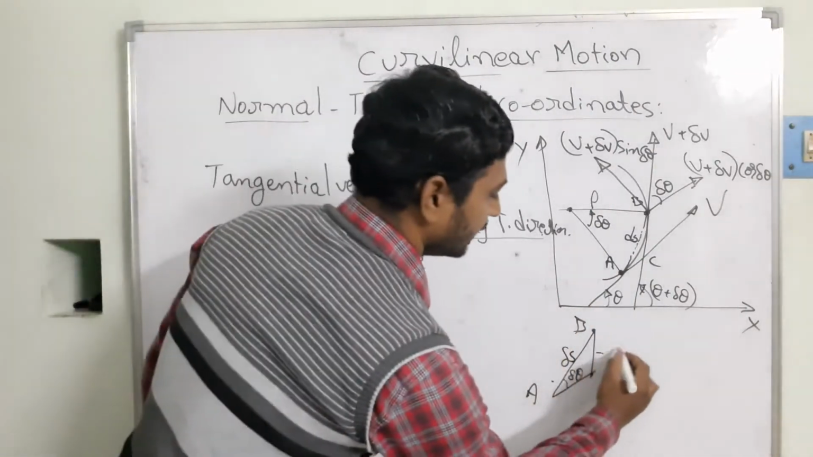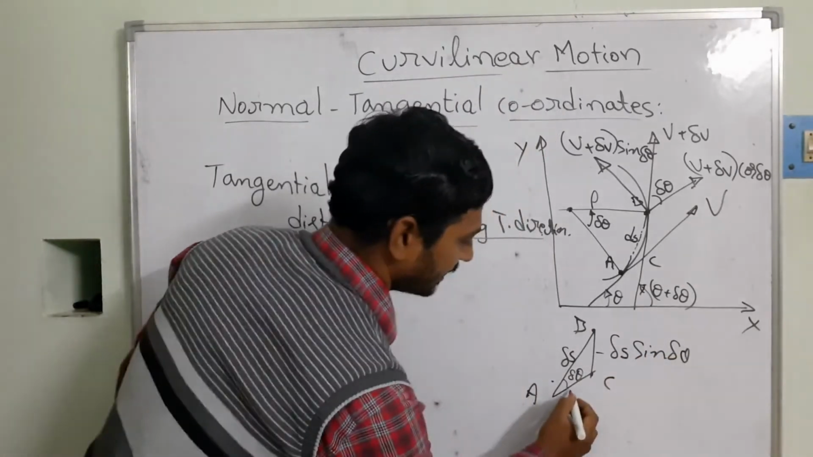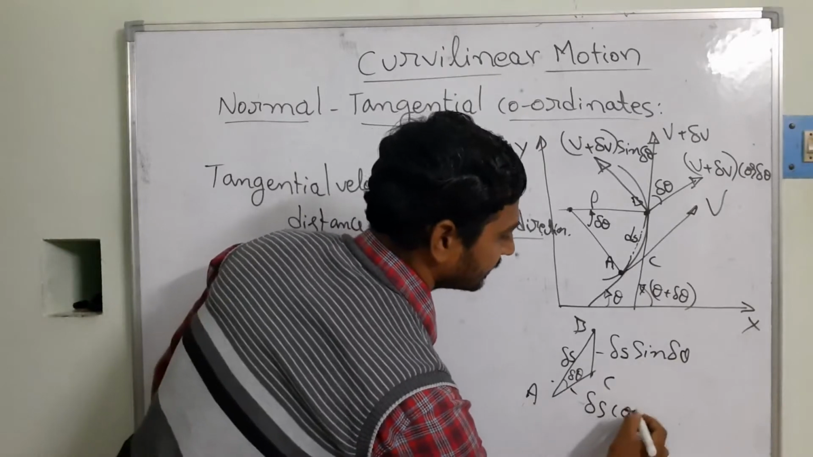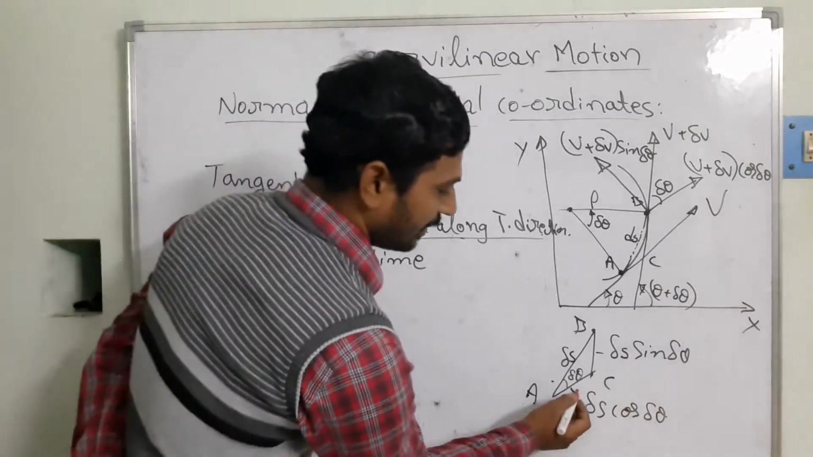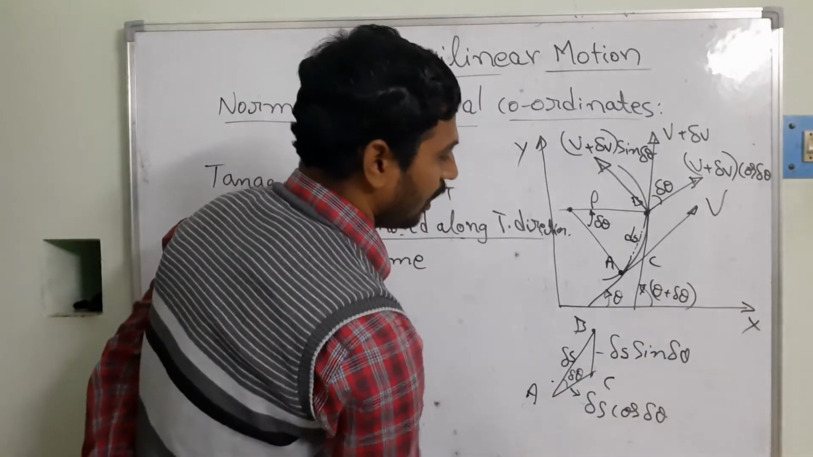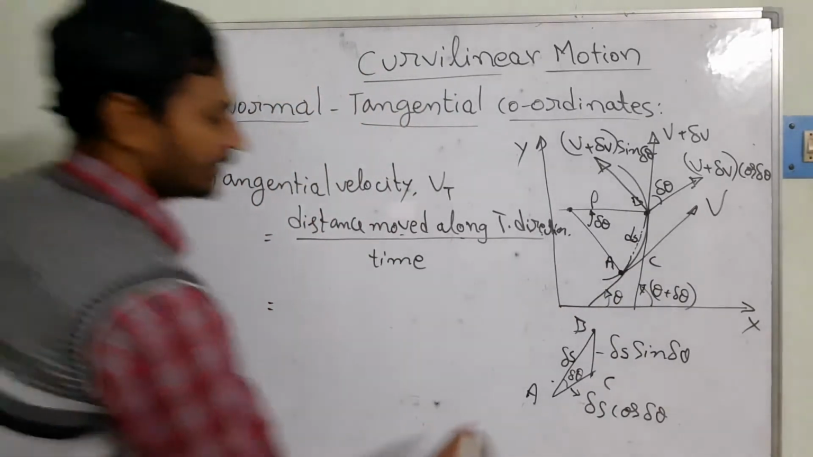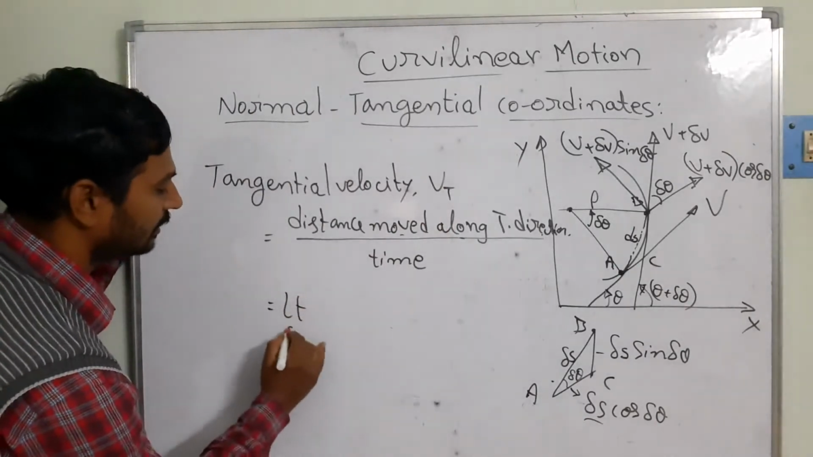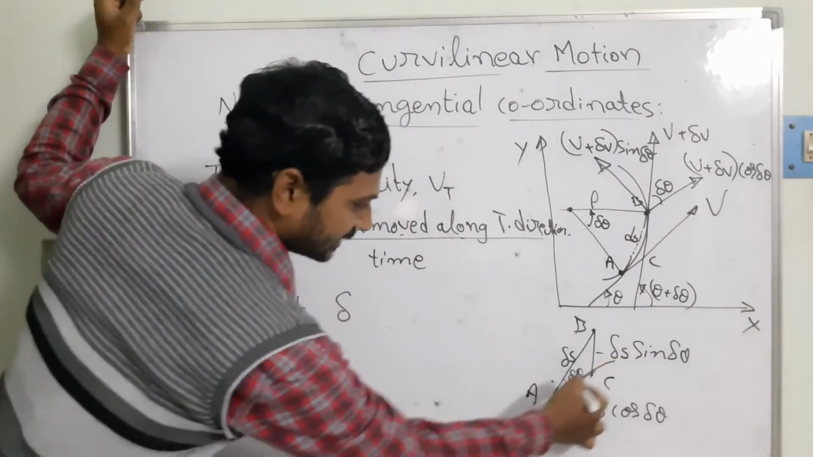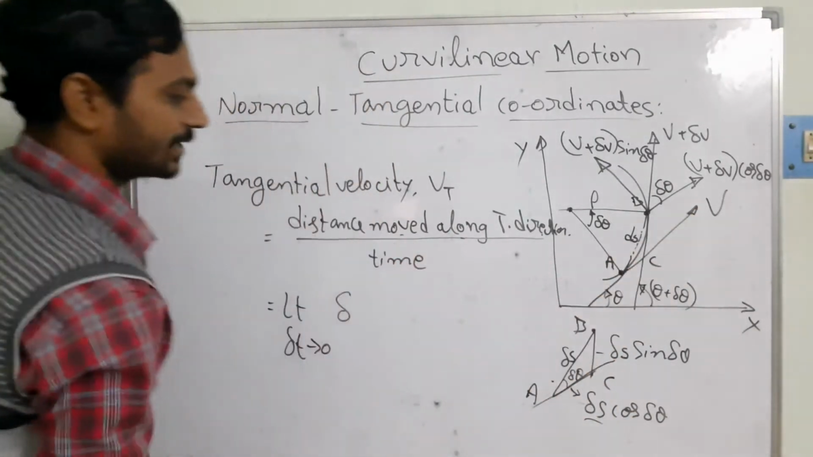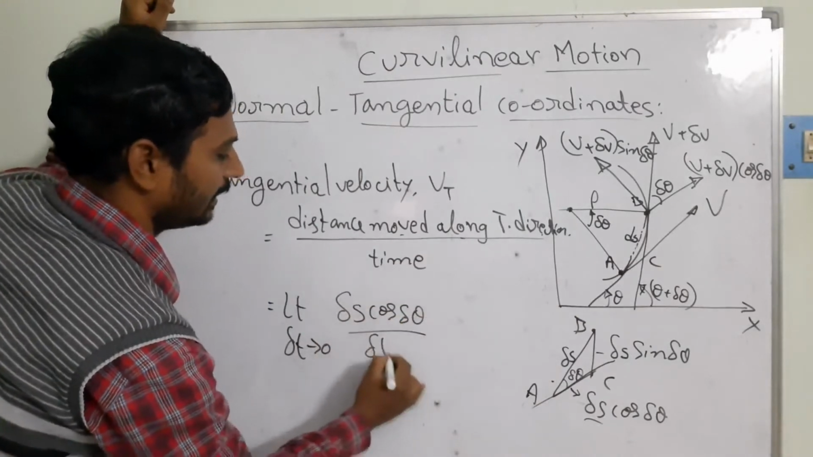Opposite to this one I am going to say del S sine del theta, and this one is del S cos del theta. Can you see, these two are the distances traveled. One is tangential, and this one is normal to this point. Because I have taken a small distance, the limit del t tends to 0, and for the tangential direction this is del S cos del theta by del t.